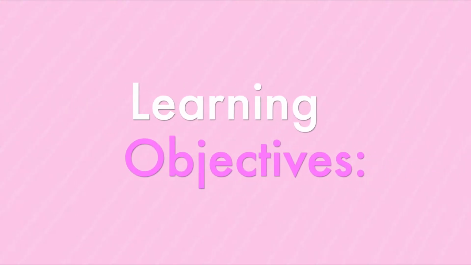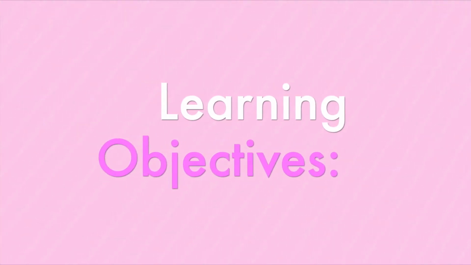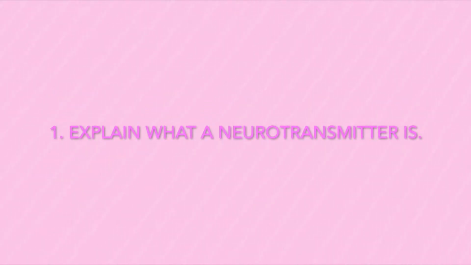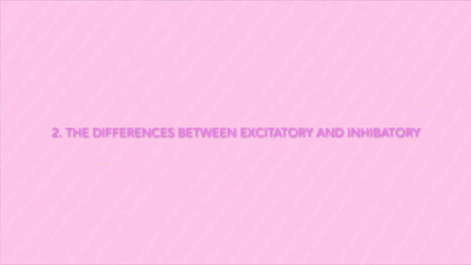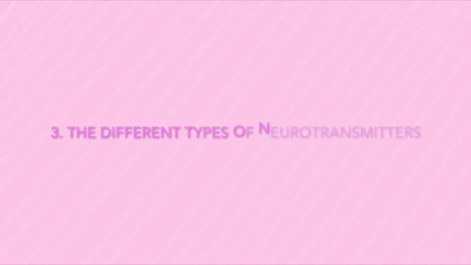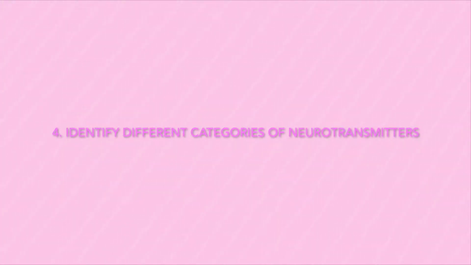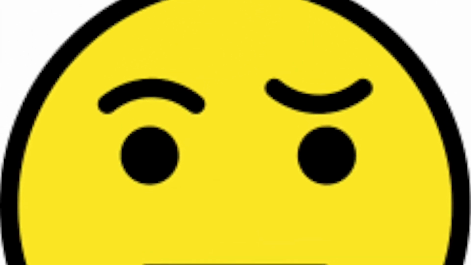Our learning objectives are going to be: explain what a neurotransmitter is, the differences between excitatory and inhibitory, the different types of neurotransmitters, and identifying the different categories of neurotransmitters. Have you ever felt happy, confused, or even a little sleepy while sitting in class?